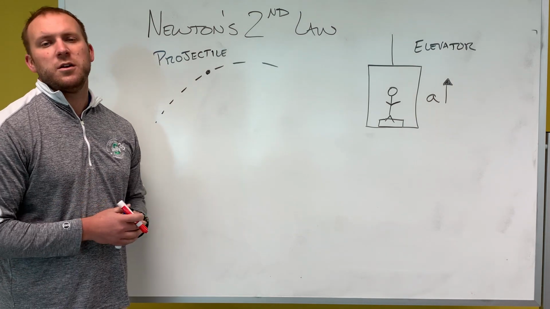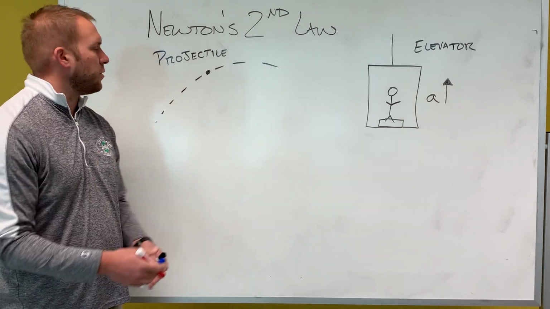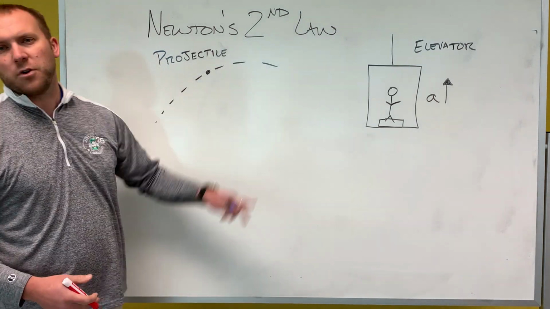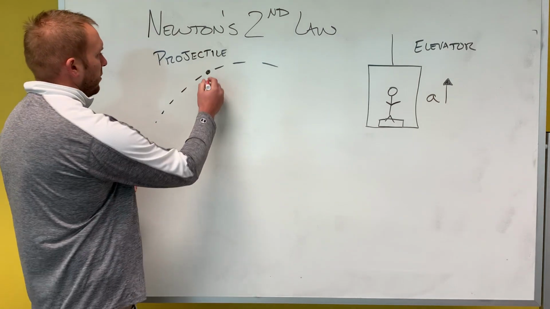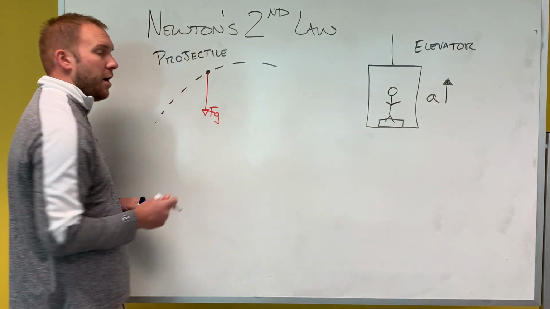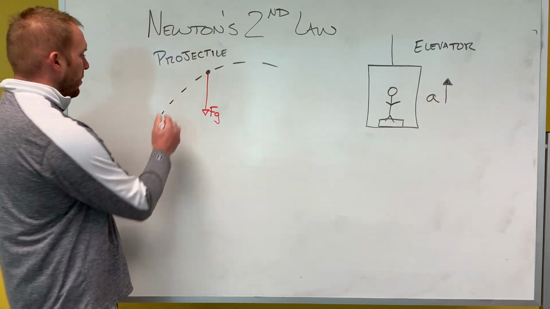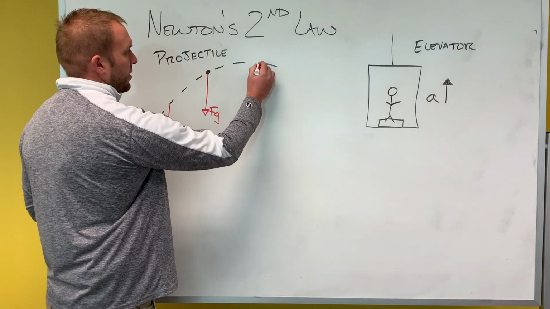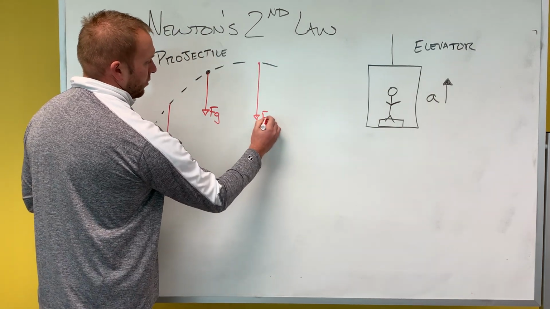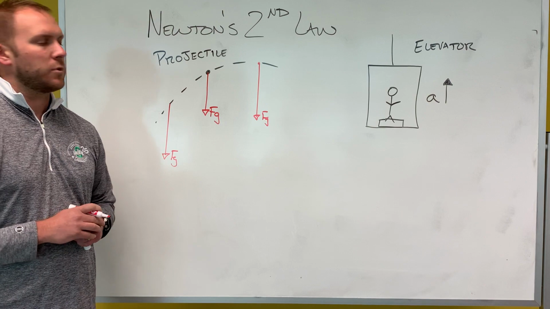The first scenario would be projectile motion. So we just got through that unit. A projectile is anything that's traveling through the air with the only force acting on it being that of gravity. So we have the force of gravity always pointing straight down. Doesn't matter where it is, the force of gravity is going to be pointing straight down towards the surface of the earth, right?